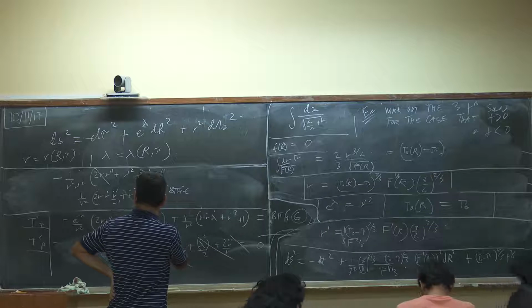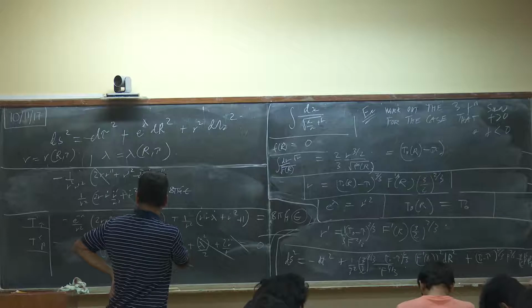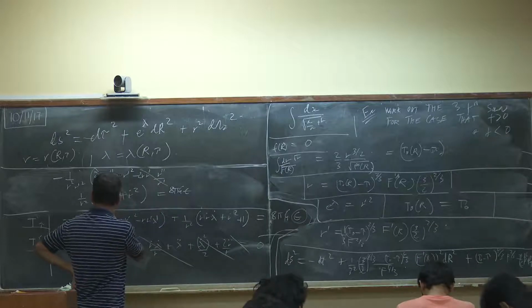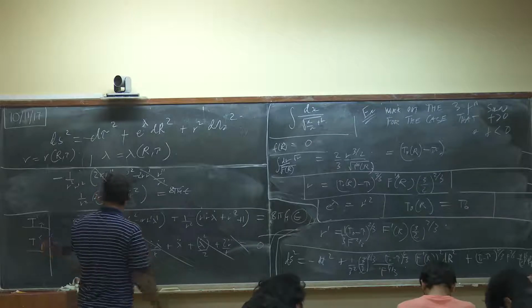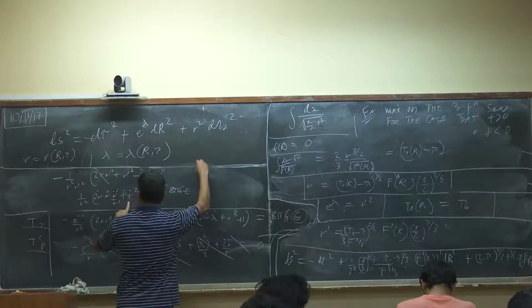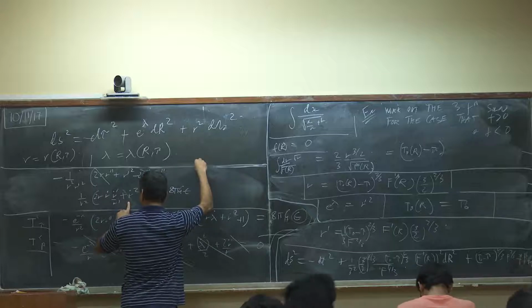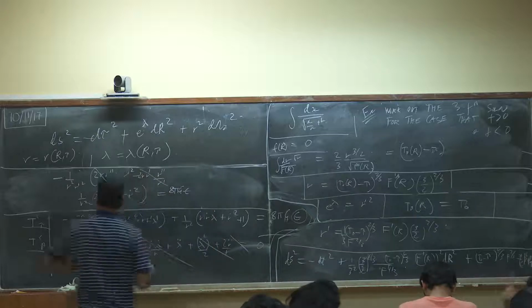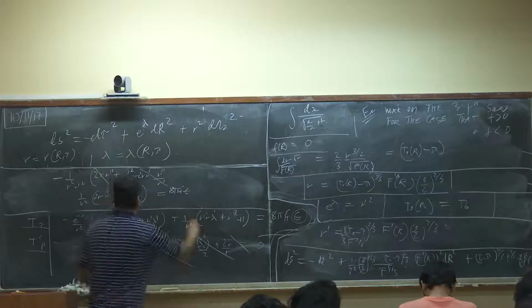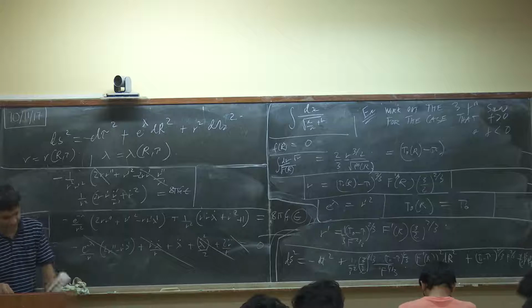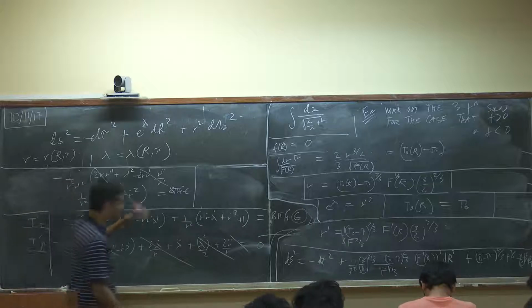Yeah, r prime squared can be expressed purely in terms of r. R prime squared is simply capital F over small r. Okay, R dot squared equals capital F by small r. Yeah, but this complicated guy is not going away. So let me just substitute and see what we get.